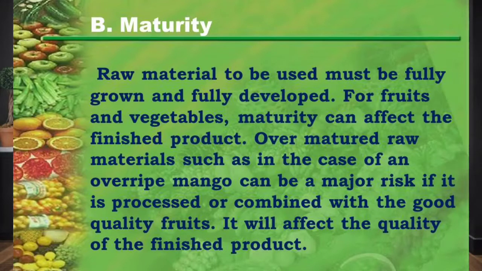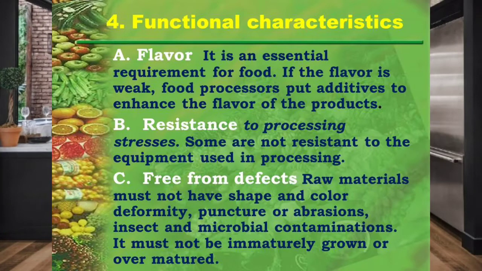This will lead the food processing company to produce a bad quality product, thus wasting time, money, and effort. The last is functional characteristics. Functional characteristic has three types. First, flavor. It is an essential requirement for food. If the flavor is weak, food processors put additives to enhance the flavor of the product.